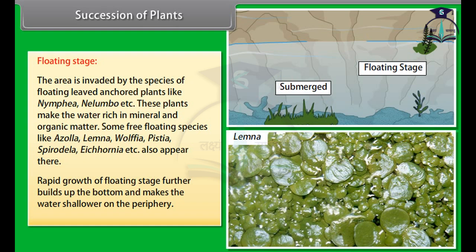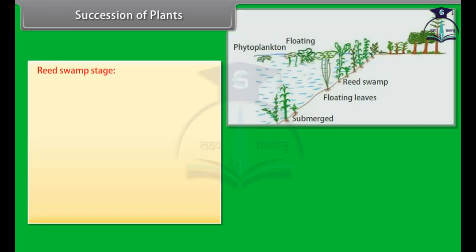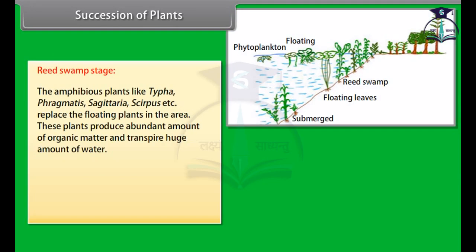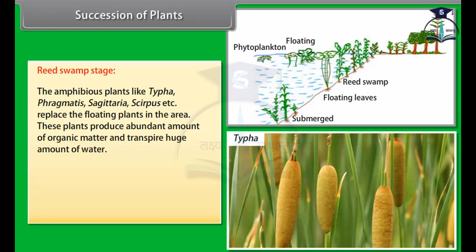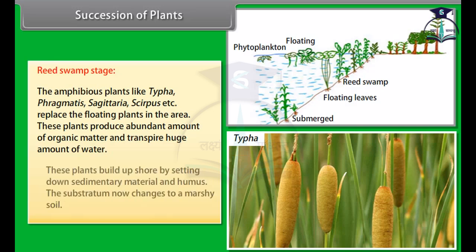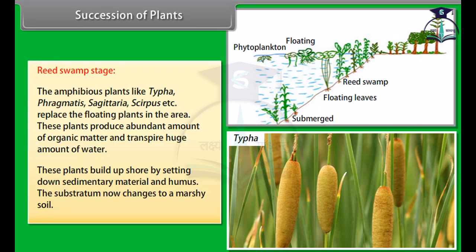Reed swamp stage. The amphibious plants like Typha, Phragmites, Sagittaria, Scirpus, etc. replace the floating plants in the area. These plants produce an abundant amount of organic matter and transpire a huge amount of water. These plants build up the shore by setting down sedimentary material and humus. The substratum now changes to a marshy soil.